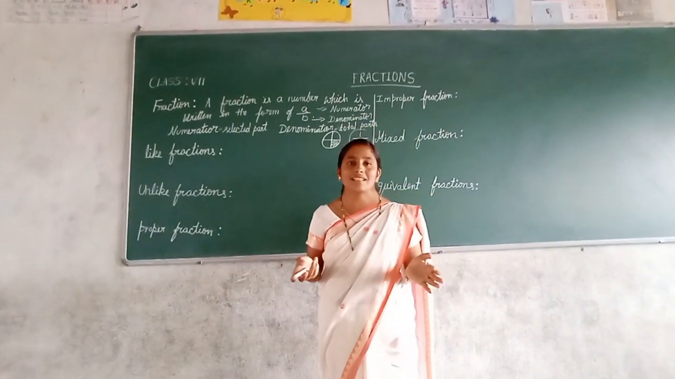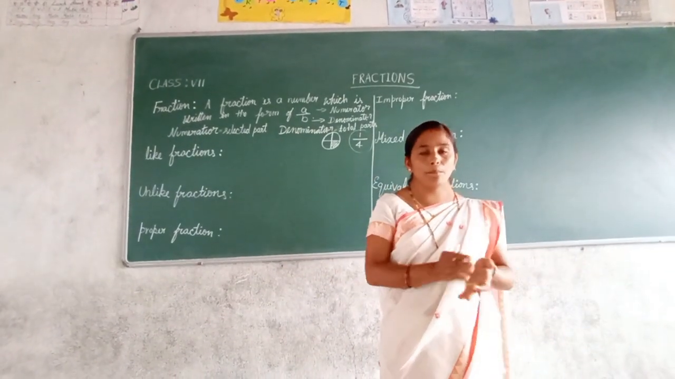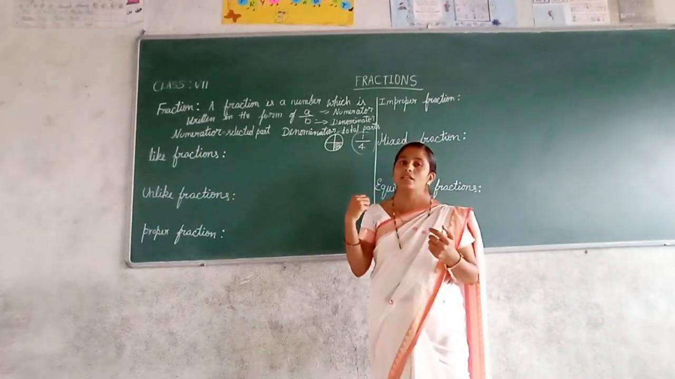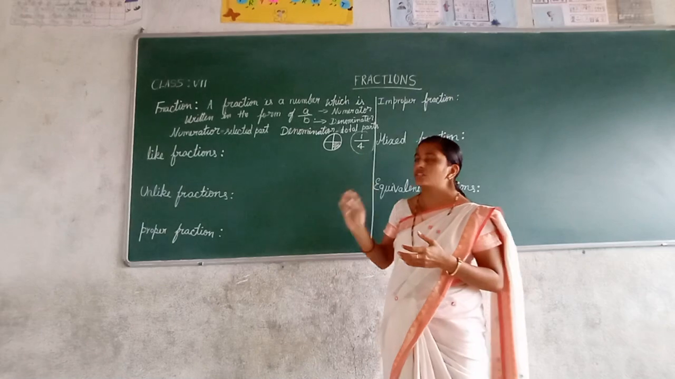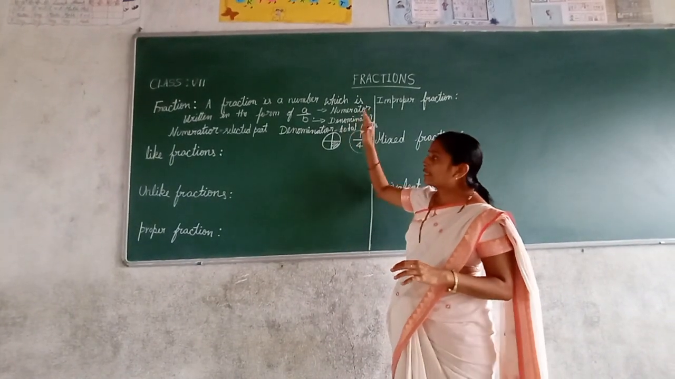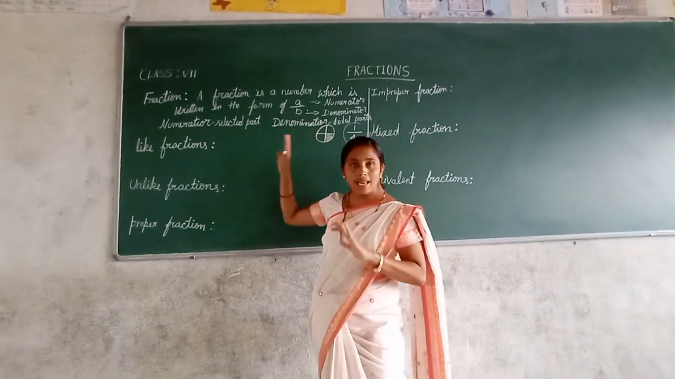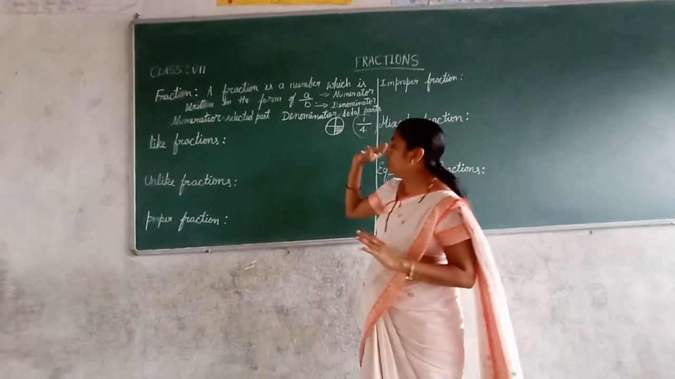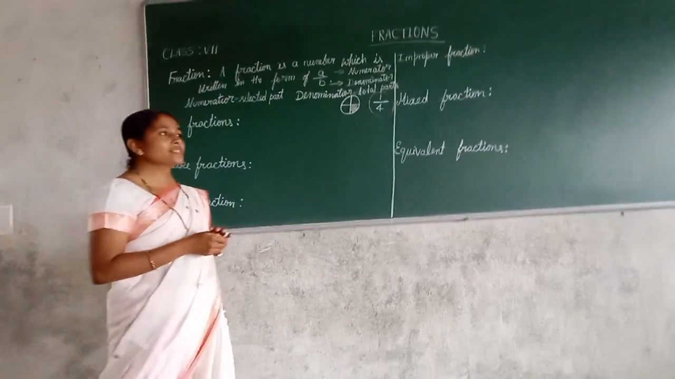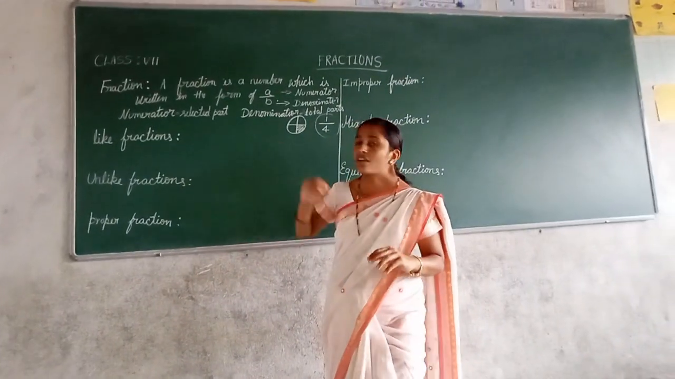In common, you can say that a fraction is a part of a whole. From the entire item, the part we have chosen, we write in the form of a fraction. So a fraction is a number which is written in the form of a upon b, where a is the numerator, the selected part, and b is the denominator, the total number of parts. Now in this lesson you are going to hear more different names for fractions.